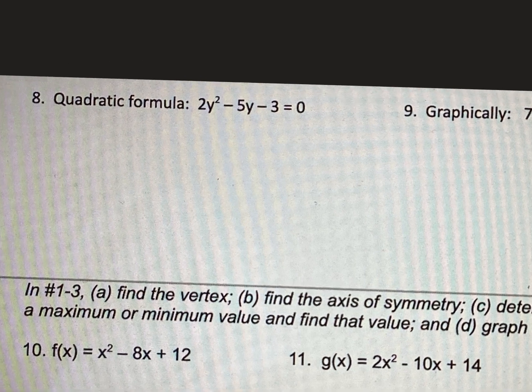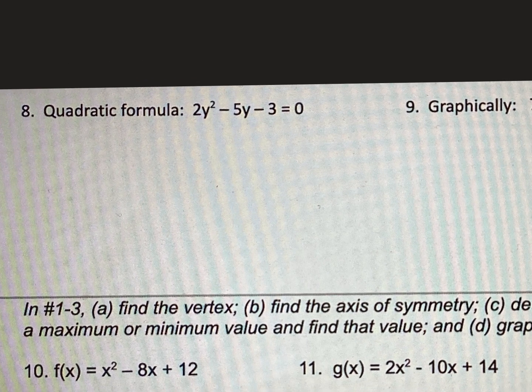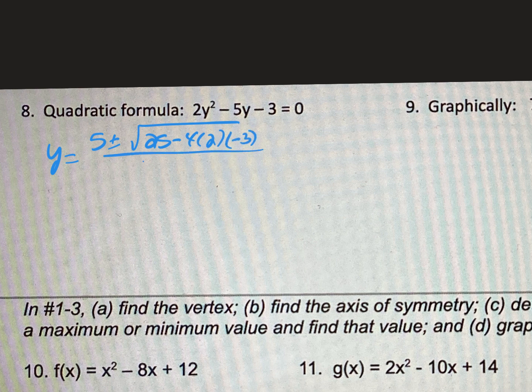Number 8, solve by quadratic formula. You know the song. Here we go. This time it's y equals though. So I'm going to go y equals negative b plus or minus the square root b squared minus 4ac all over 2a, which is 2 times 2. Now, work out what's inside that radical first.